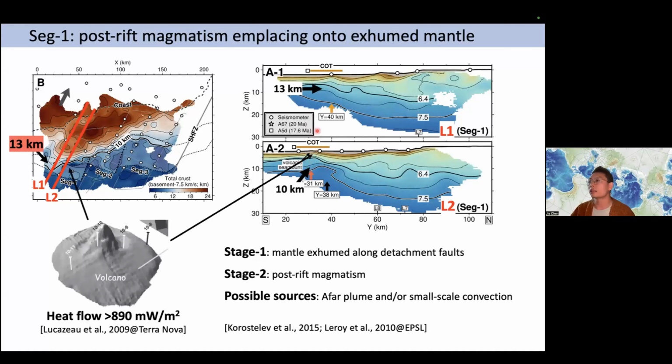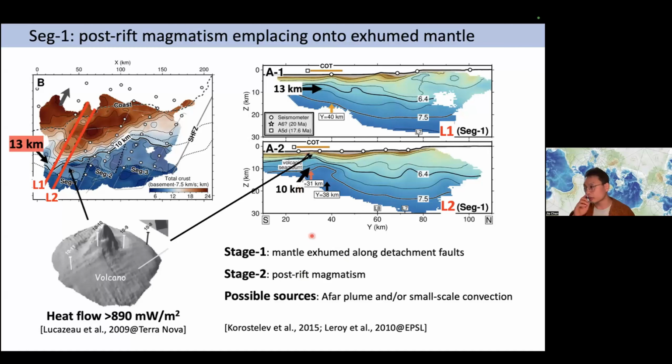In profile 1, the western profile, the crust is 13 kilometers. It's much thicker. That means there is a later post-rift magmatism. So we have 2 stages of COT formation in segment 1. In stage 1, there is mantle exhumation by detachment fault, then followed by post-rift volcanism in stage 2.